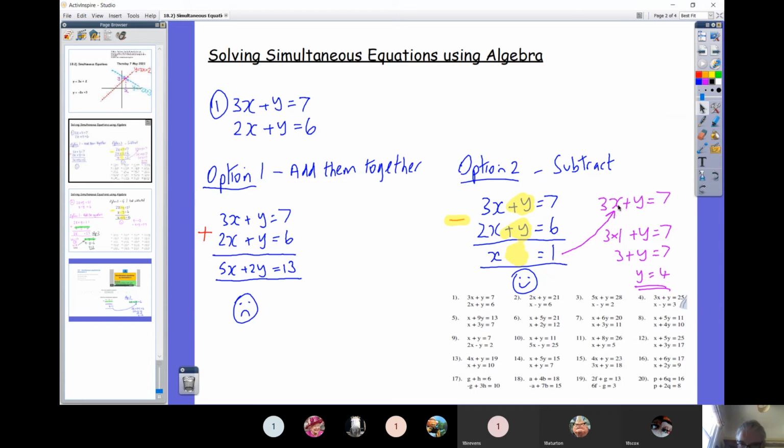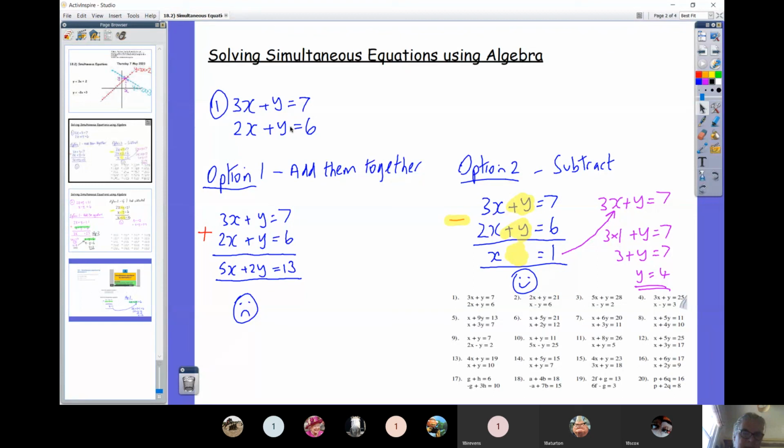So we can replace that x with 1 because we've worked it out. So 3x, that means 3 lots of x, that's 3 lots of 1. 3 lots of 1 is 3. So we can say that 3 plus y equals 7, therefore y must equal 4. So we've now worked out both the x value and the y value, and that was our goal. So x equals 1 and y equals 4 is the coordinate where these two lines cross.